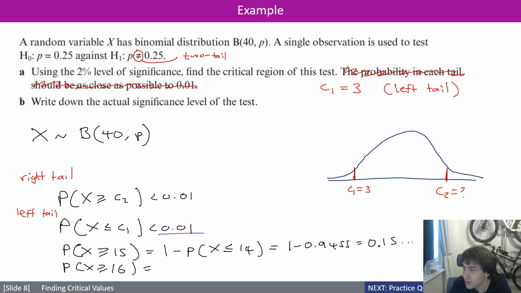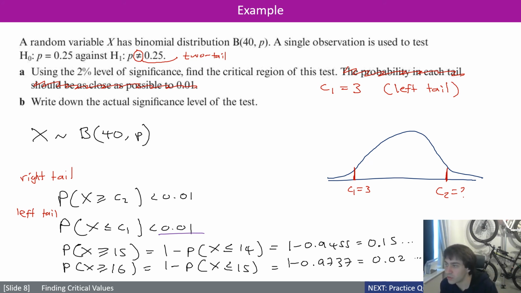But actually quite low, right? You're already at the 10% mark. So the probability of it being bigger than 16 is the same as 1 minus the probability that it's less than or equal to 15. So let's put in 15. N is 40, P is 0.25, X is 15. I get 0.9737. Okay, so that means I'm still not there. That's 0.02. But getting close, probably in the next one.